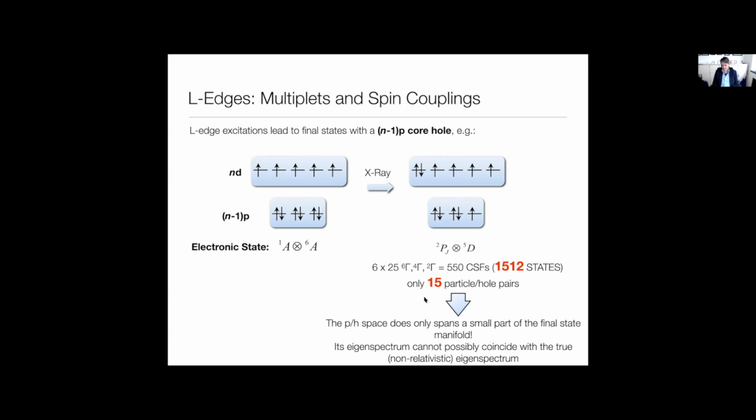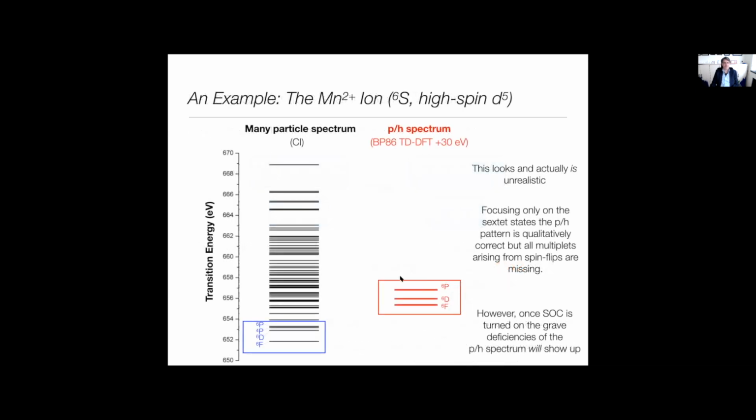Yeah? And so if you actually do the calculation and diagonalize the many-particle Hamiltonian, that is then your eigenvalue spectrum. That is what's observed in the experiment, and that is a particle-hole spectrum from TDDFT. And you see that this one and this one have nothing in common. Then it's absolutely impossible to calculate a realistic L-edge spectrum of an open shell transition metal using TDDFT.